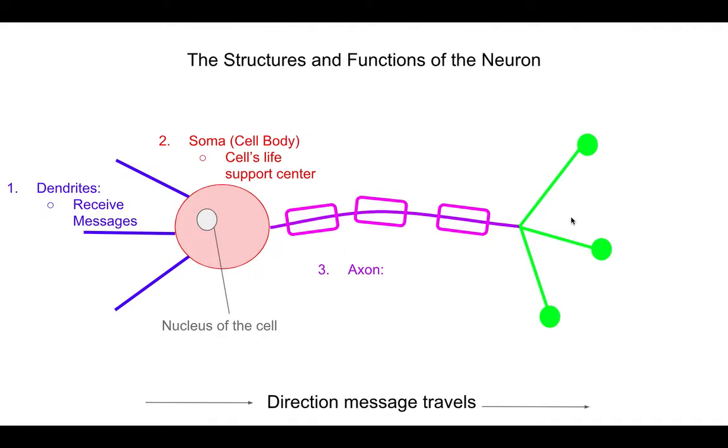The axon is going to be this part, okay? And the function of the axon is to send messages. So it's going to continue to send the neural message down the axon.